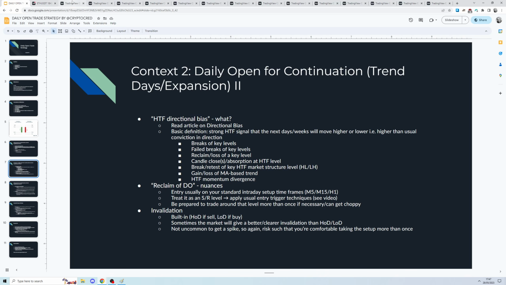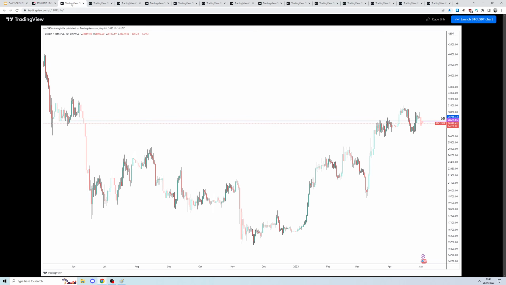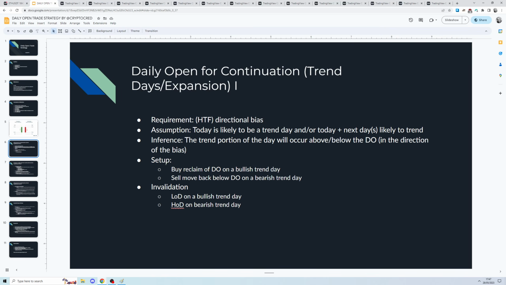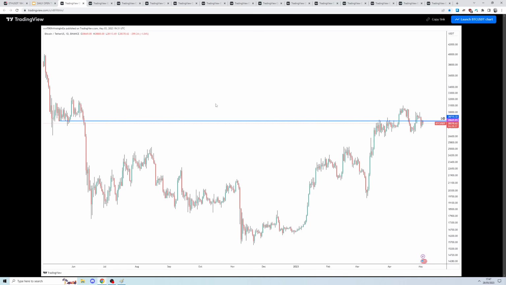Yeah, let's talk some chart examples and talk through it. So the slide I want to have here will probably be this one. Okay, so we have the setup and validation, and we will go through charts and see how it applies.